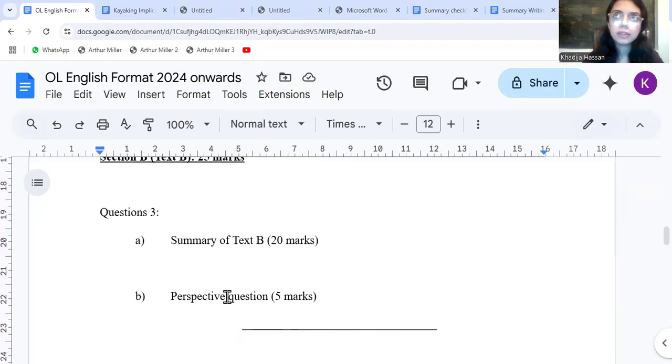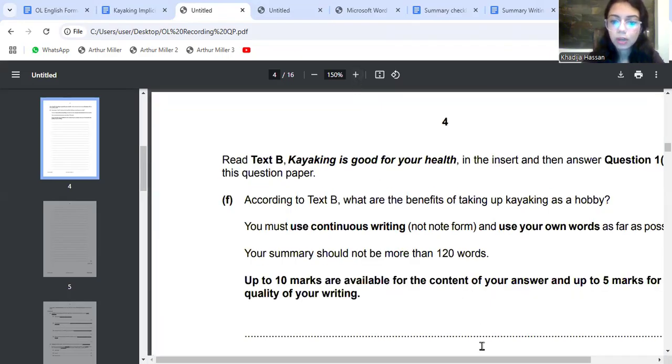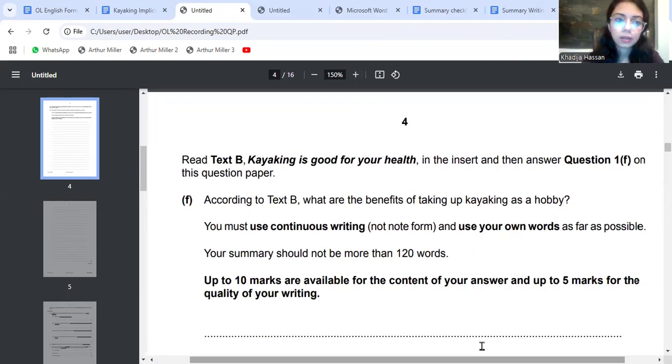So we'll be seeing how to first extract points for the summary, and then how to actually write the summary. I'm using a 0500 paper for this summary task. For you guys, this will be question number 3, part B. So read text B, kayaking is good for your health, in the insert, and then answer question number 1F on this question paper. According to text B, what are the benefits of taking up kayaking as a hobby? Right? Taking up kayaking as a hobby.